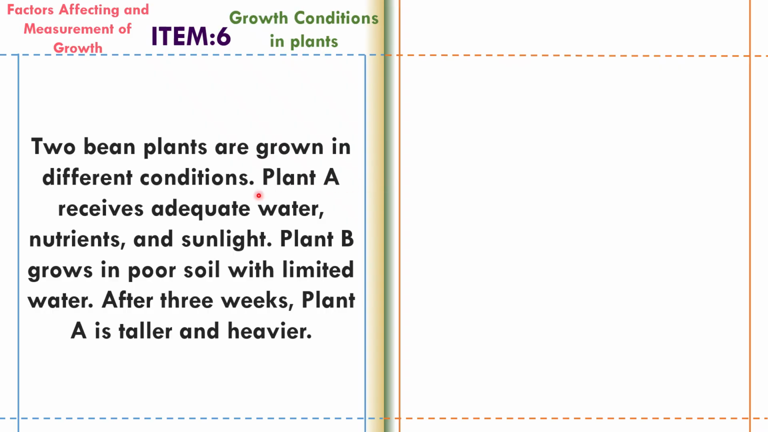Plant A receives adequate water, nutrients, and sunlight. Plant B grows in poor soil with limited water. After 3 weeks, plant A is taller and heavier.